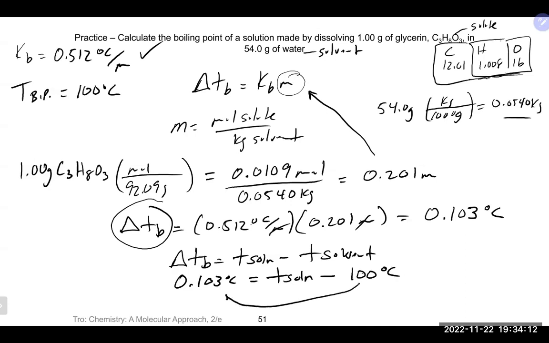We're going to add that to the other side, which gives us a whopping 100.1 degrees Celsius as where this solution would boil. So it elevates it a little bit, 0.1 degrees Celsius above the normal boiling point of water. In this case, we did have to calculate the molality, which is again a common situation. Any questions on any part of that?